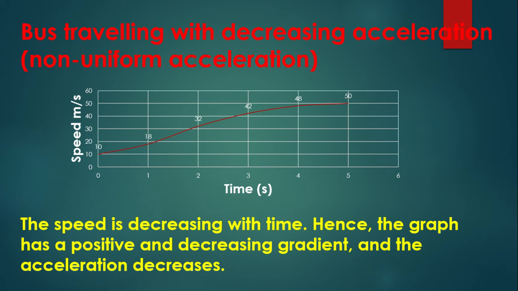Bus traveling with decreasing acceleration, non-uniform acceleration. Time taken is 1, 2, 3, 4, 5 seconds. The speed of the object is 10 meters per second, 18 meters per second, 32 meters per second, 42 meters per second, 48 meters per second, and 50 meters per second. The speed is decreasing with time. Hence, the graph has a positive and a decreasing gradient, and the acceleration decreases.